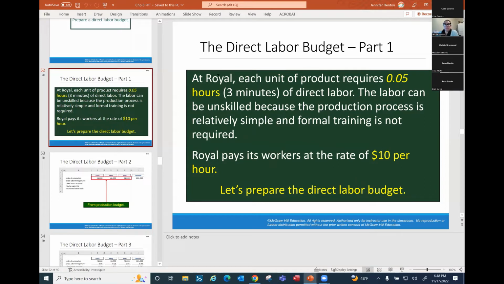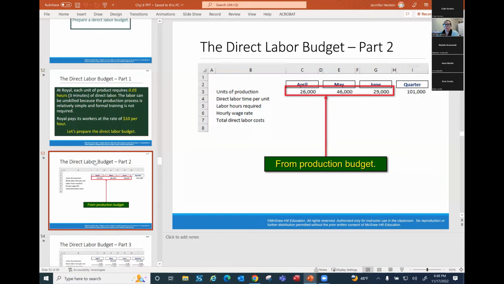So direct labor. At Royal, each unit of product requires 0.05 hours, so 3 minutes of direct labor. The labor can be unskilled because the production process is relatively simple and formal training is not required. Royal pays its workers at a rate of $10 per hour. All right, so we're starting back with our units of production that came from the production budget that we had done earlier.